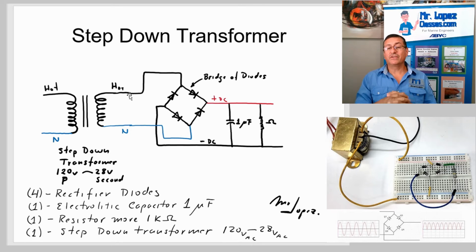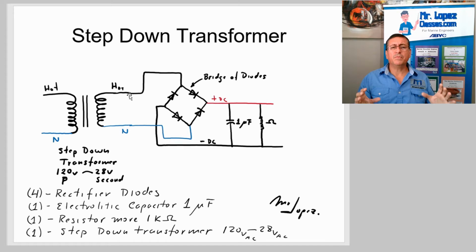This is an example of a step-down transformer. There are millions of electronic equipments that use step-down transformers, and we are going to check how those transformers work. Okay, this is the procedure to use step-up and step-down transformers. There are a lot of electronic equipment with step-up and step-down transformers.